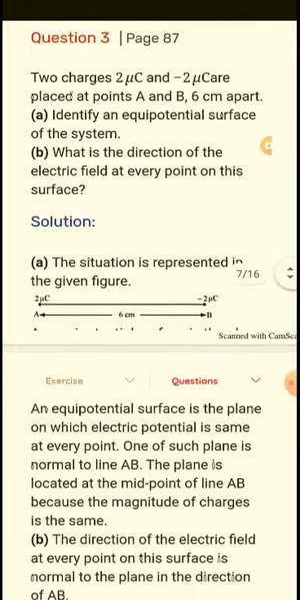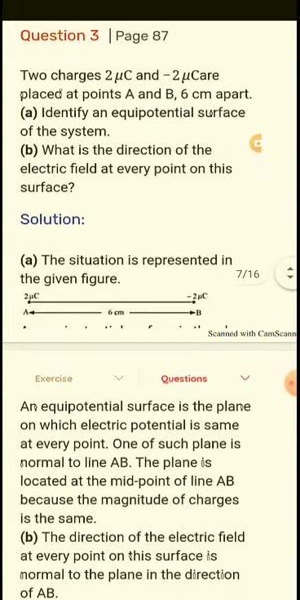If we go for the third sum: two charges, 2 microcoulombs and minus 2 microcoulombs, are placed at points A and B, 6 centimeter apart. The distance between A and B will be 6 centimeter. Identify an equipotential surface of the system. The second question is, what is the direction of the electric field at every point on this surface?